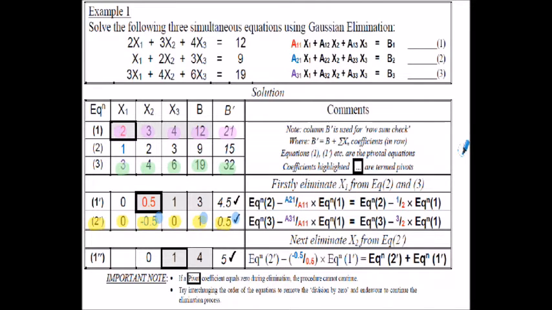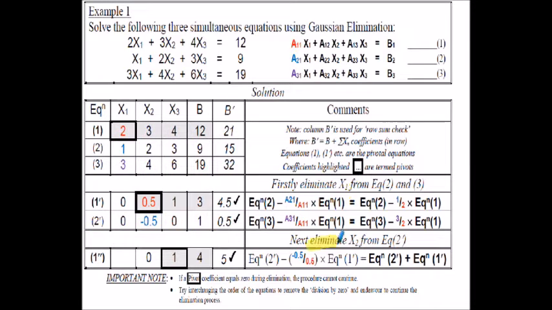So now with the Gaussian process, we've eliminated one equation. We've now got two equations to deal with, 1 dash and 2 dash. We now need to go through the process one more time to reduce the number of equations down to 1, and from there we'll be able to solve for our unknowns x1, x2 and x3.